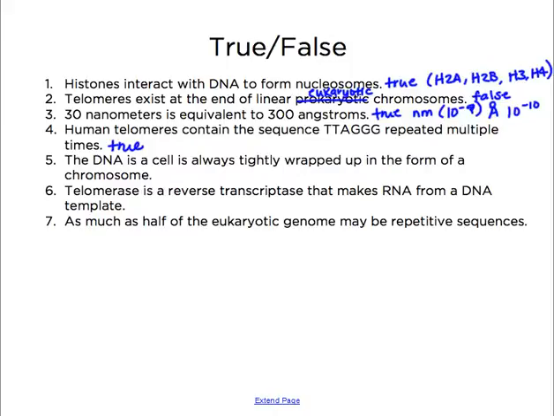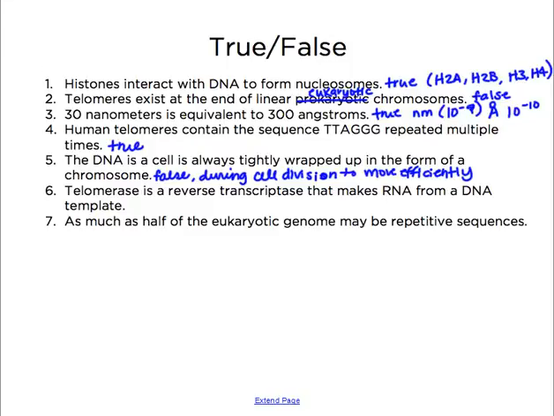Number 5. The DNA in a cell is always tightly wrapped up in the form of a chromosome. So this is false, right? They're only tightly compacted in the form of a chromosome during active cell division. And that's because this compaction is needed for the chromosomes to move efficiently into the daughter cells. But otherwise, when they're not undergoing active cell division, like during interphase, they're actually not in the form of a chromosome, they're just in the form of chromatin, which is usually the 30 nanometer fiber.